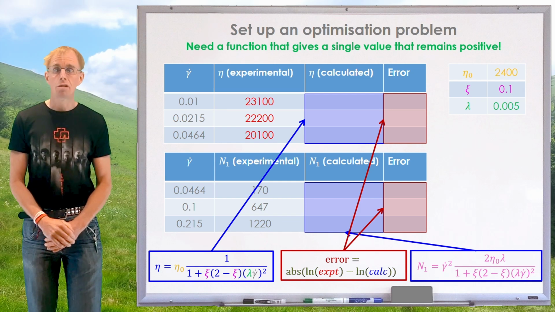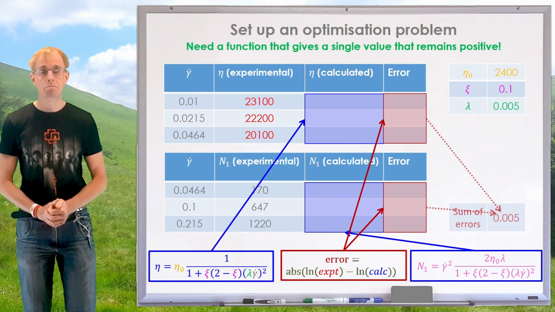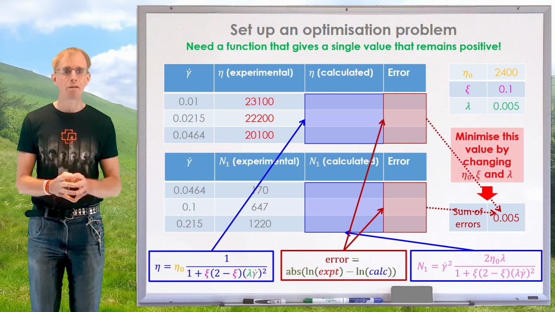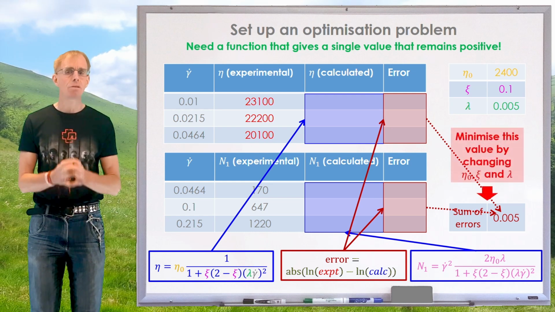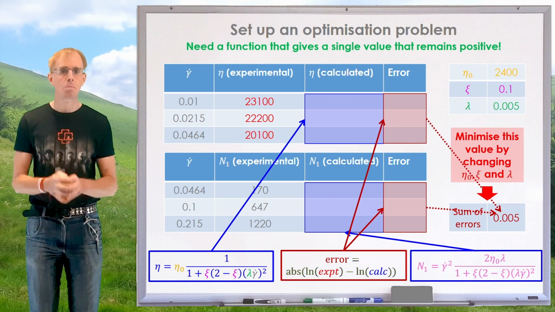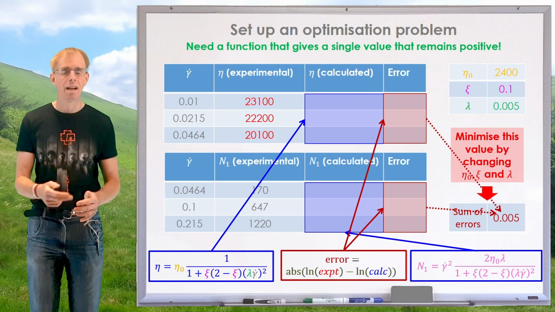Then what I'm going to do is simply sum up all those errors and have one number that represents a global error. And that is a value that I'm going to try and minimize by changing the parameters of the PTT equation, eta 0, c, and lambda.